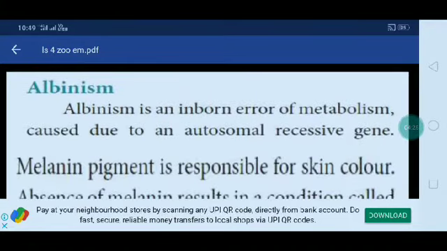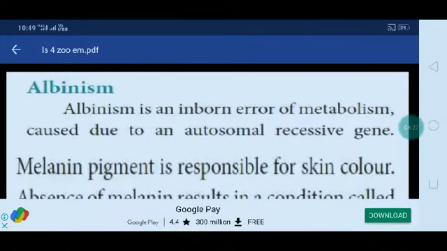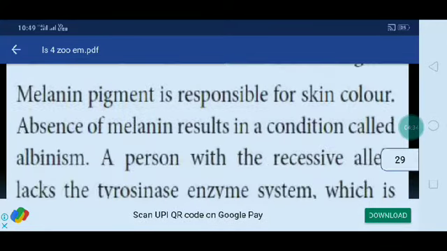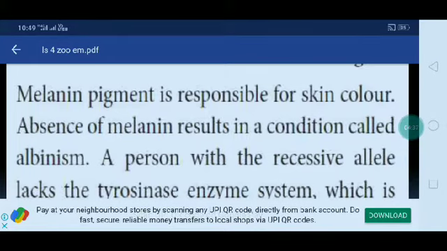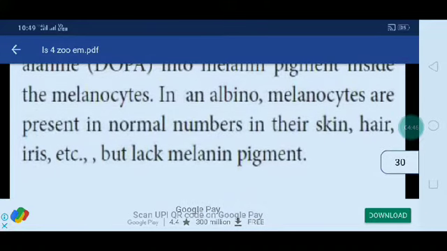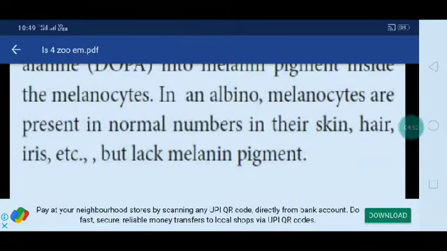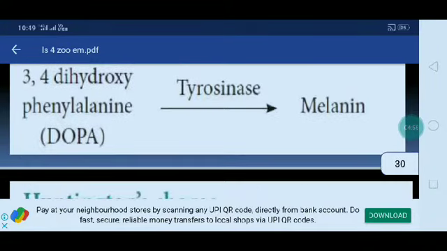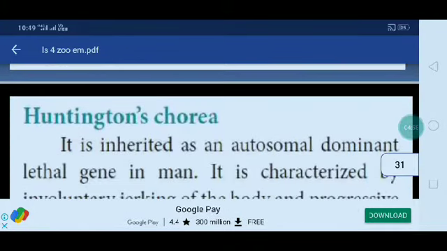Then albinism. Albinism is another inborn error of metabolism caused by autosomal recessive genes. Melanin pigment is responsible for skin color, and absence of melanin results in the condition called albinism. A person with the recessive allele lacks the tyrosinase enzyme system, which is required for conversion of dihydroxyphenylalanine to melanin. In albinos, melanocytes are present in normal numbers in the skin, hair, and iris, but lack melanin pigment. Phenylalanine, tyrosine, melanin.